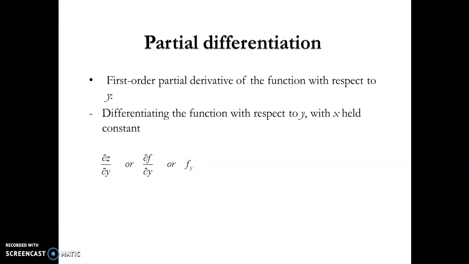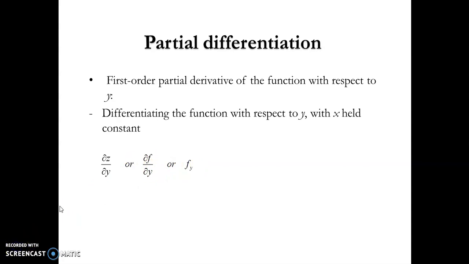Next, to find the first order partial derivative of a function with respect to y, we differentiate the function with respect to y, but we treat x as a constant. Remember, when you differentiated a constant, it differentiated to zero. That is important to bear in mind. In terms of the notation, the first order partial derivative of the function with respect to y can be written as partial dz by dy, or partial df by dy, or f with a subscript y. This tells me that it's the first order partial derivative of this function with respect to y.